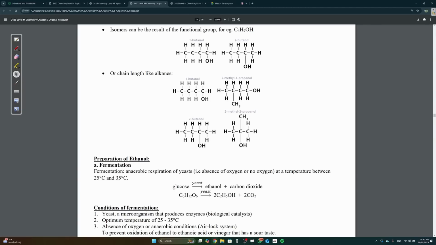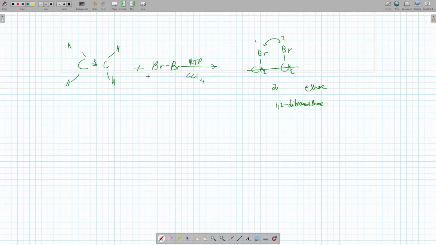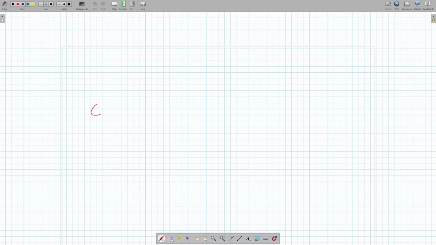It follows the same naming system as everything else, okay? But for alcohols, there's a specific way of naming them. Again, I'm not going to follow the notes' way because I'm going to use my way. I'm going to go step by step, okay? The first thing you need to know about naming an alcohol is that it comes from two groups.